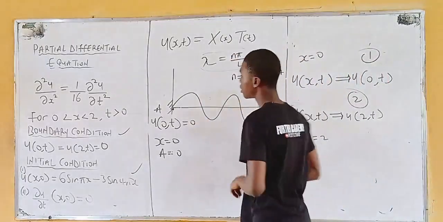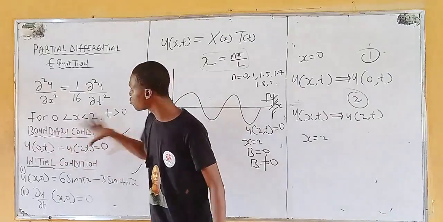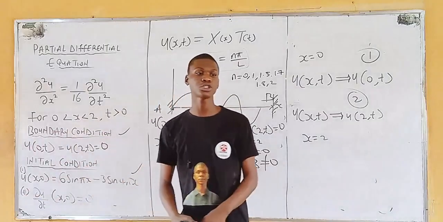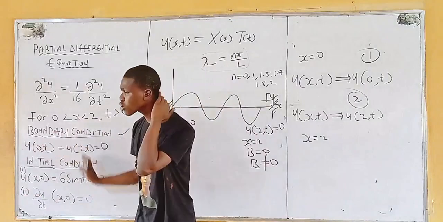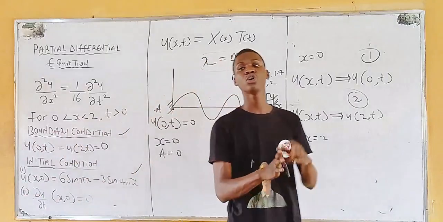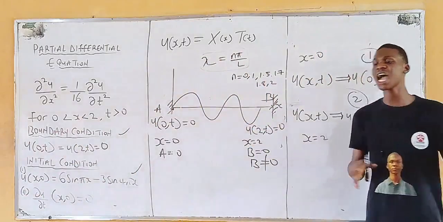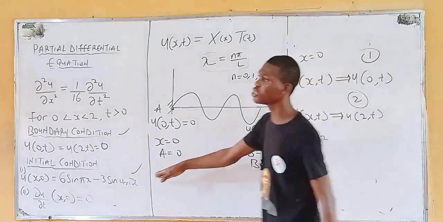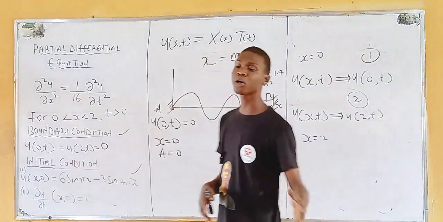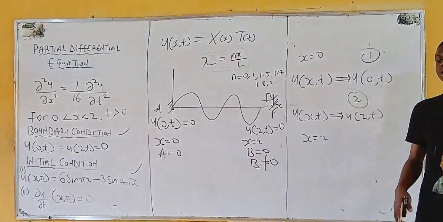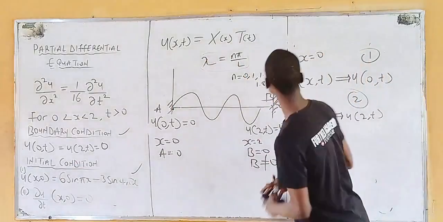So let's proceed. That's the idea of boundary condition and initial condition. In essence, boundary conditions help us to know the two constants, A and B. Then initial conditions help us to know the other two constants, which are C and D, right? So let's continue.